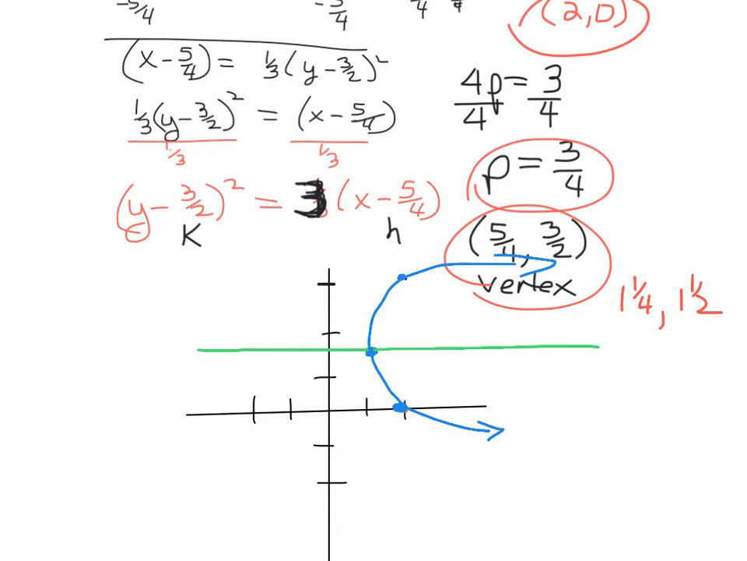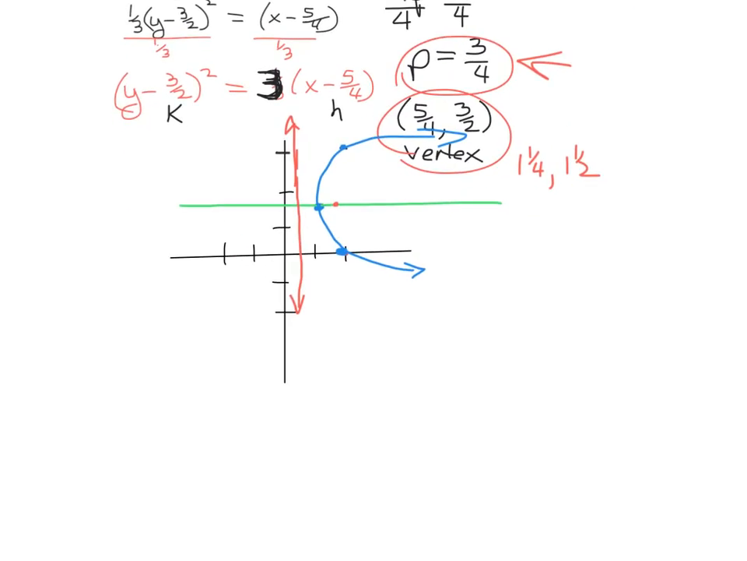Again, the focus point is inside. And again, remember my p-value was 3/4. So like 3/4 away from the vertex. So maybe about here. And then the directrix could be around here. So let's calculate it exactly. So again, we're going to use our vertex, 5 over 4, 3/2. Again, this time it's a c, so we add and subtract to the x value.